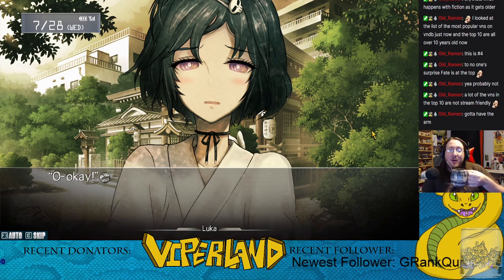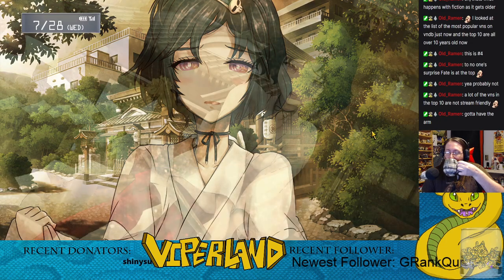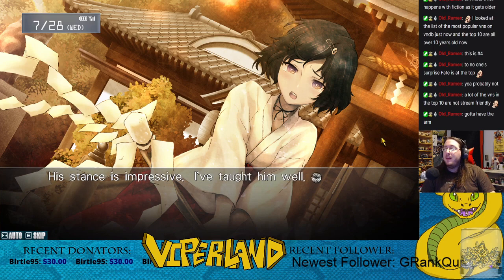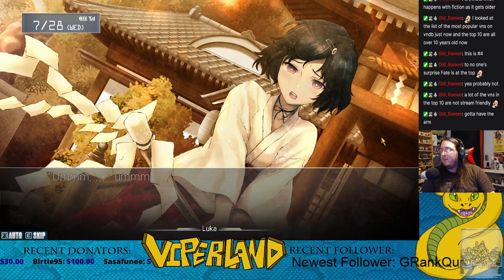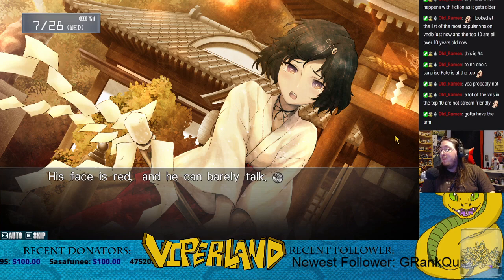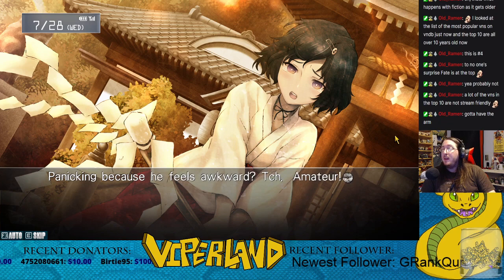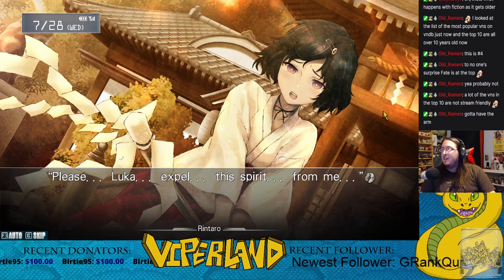It's always got to be a demon arm, right? Okay. With a serious look on his face, Lukuko grasps the onusa with both hands as if it were a sword. His stance is impressive. I taught him well. His face is red and he can barely talk. It looks like he wants to say something, but is hesitating, panicking because he feels awkward. Danger. Please, Lukuko, expel the spirit.